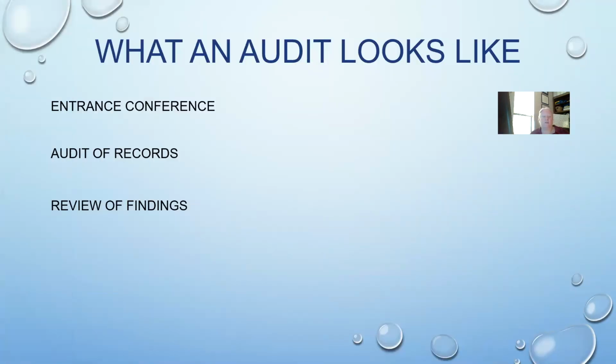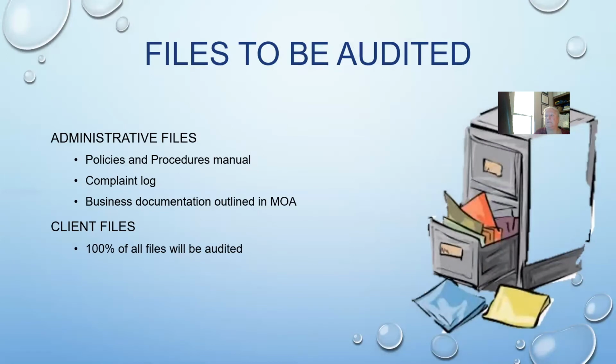What an audit looks like. Three sections: an entrance conference, just to come in and say, this is what we're looking at today; auditing the records; and then a recap, just to tell the DSP the review of the findings. The files that are going to be audited will be the administrative files, the policies and procedures, the complaint log, business documentation, and client files.